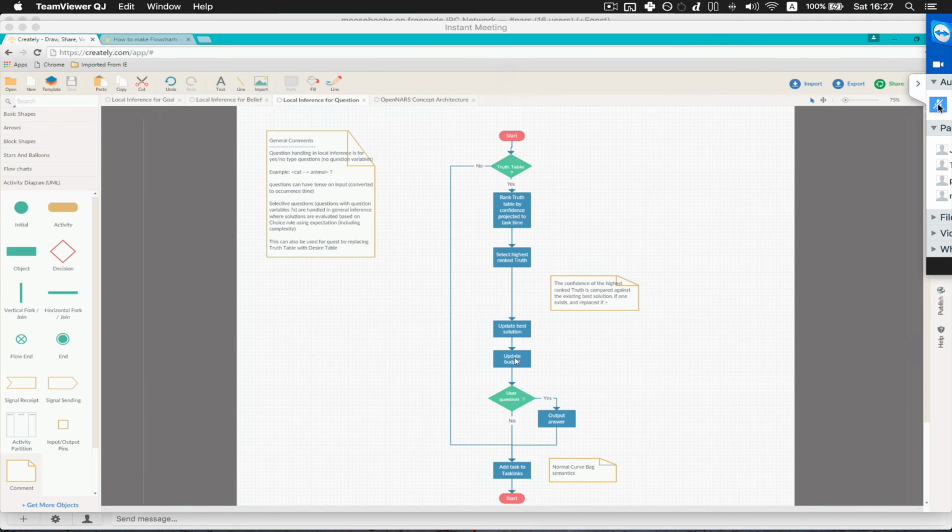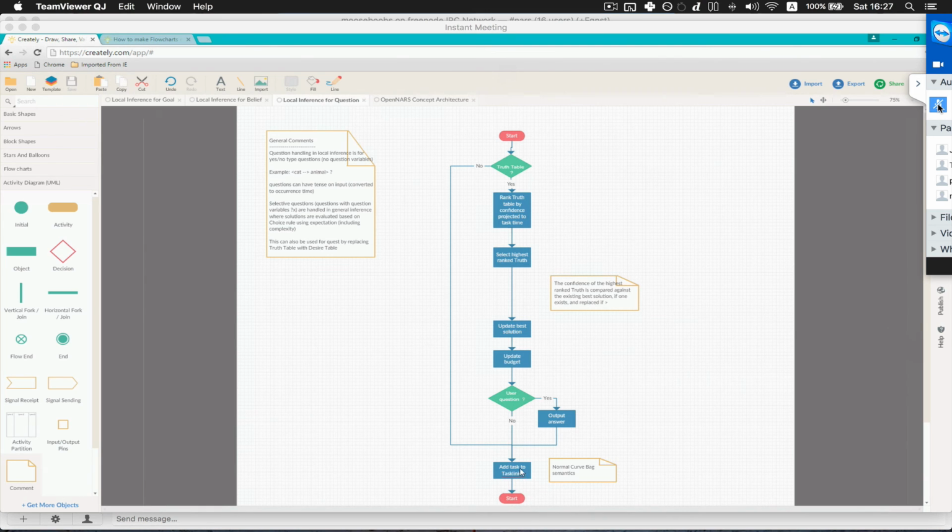We update the budget based on how well the solution has answered the question. So if it's very highly answered the question to a high degree, then the priority of the question will drop. If it's not a very good answer, the question's priority won't drop as much. If the question was asked by a user, then we output the answer to the display. Otherwise, we just add the task to task links.